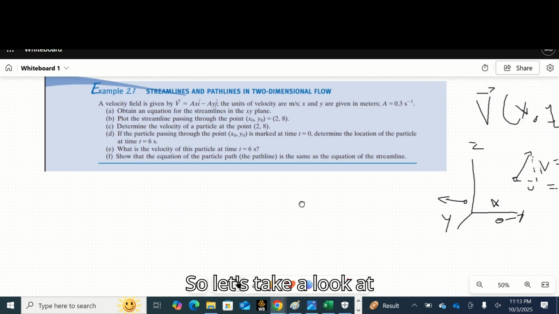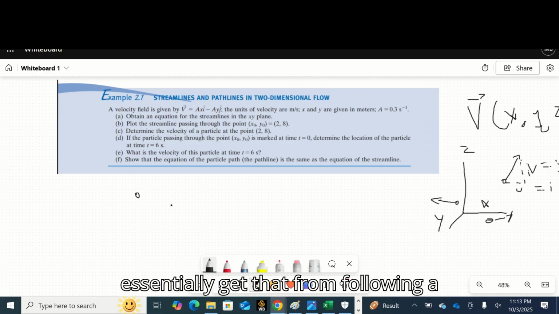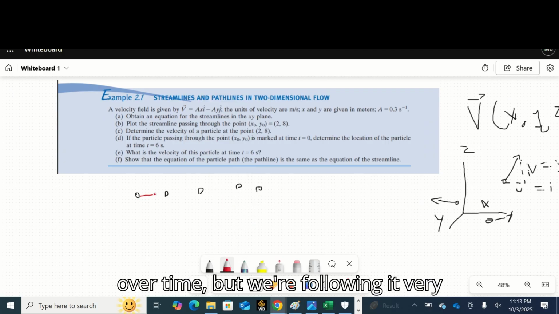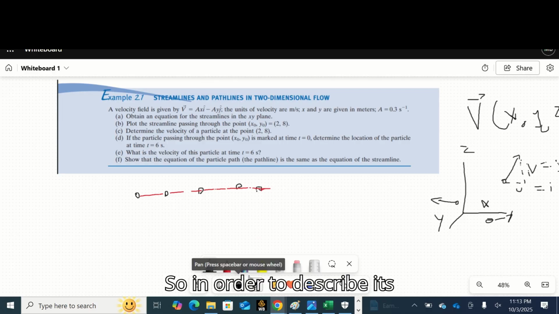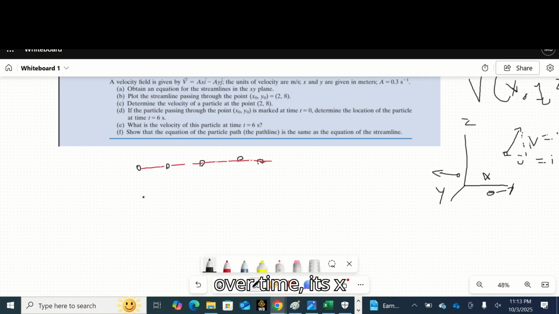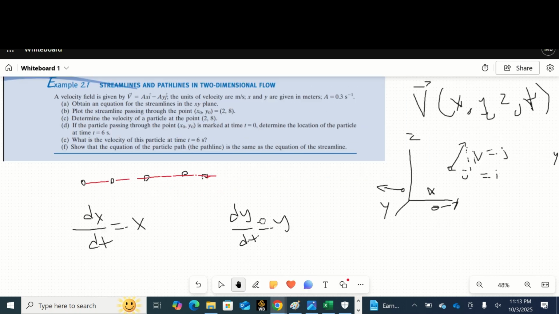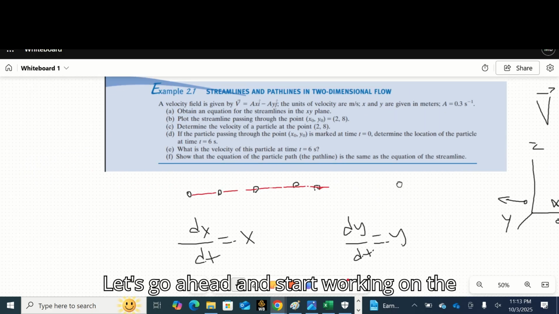So let's take a look at pathlines now. So pathline, we essentially get that from following a particle's journey over time, but we're following it very closely. So in order to describe its position, since its position changes over time, we can model it as dx over dt equals u and dy over dt equals v. So now we have these equations. Let's go ahead and start working on the problems.